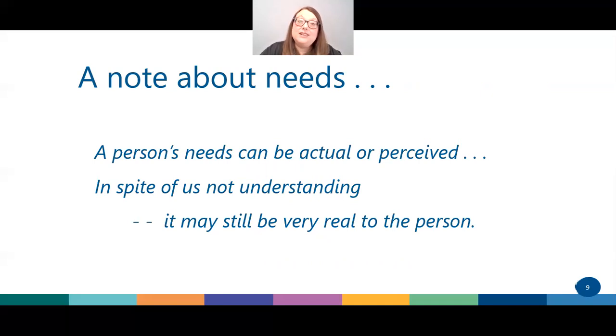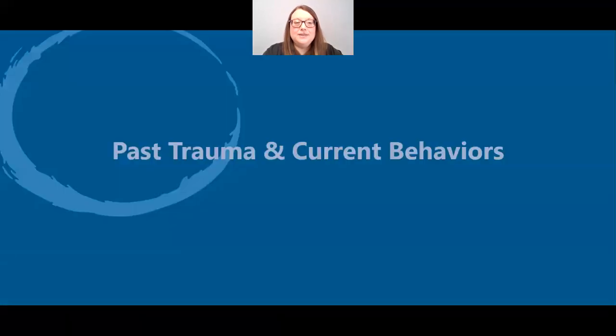So it's not how we feel about that person's need, it's how they feel and perceive the situation around their need. So please, we're going to be talking today about taking the perspective of our resident, or taking the perspective of the other person, and that will help us to understand them and help us to understand how we can support them to get those needs met, especially if it's leading to a problem behavior.